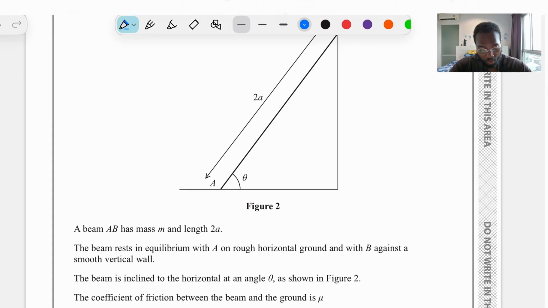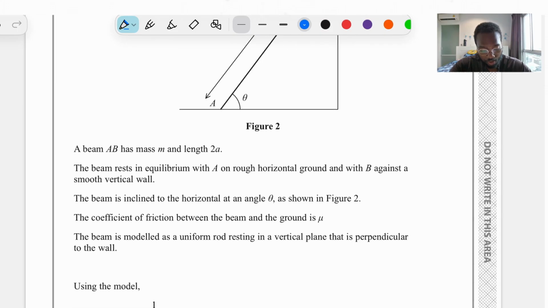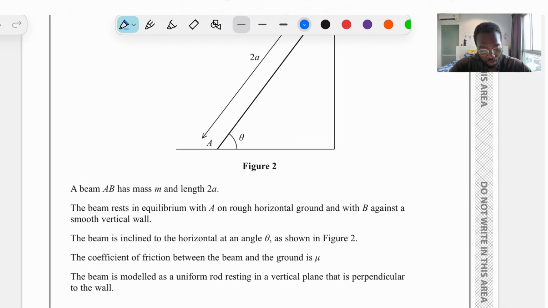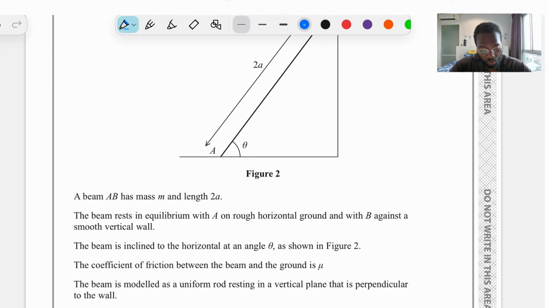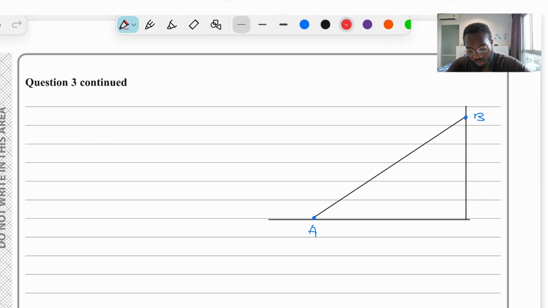It's modeled as a uniform rod, so we know that the mass is going to be at the center of the beam. And then using this model, we need to show that mu is greater than or equal to half cot theta. Okay, so how can we work all of this out? So let's start with putting our mass in first. So we know it's uniform. So on my diagram here, we know that it's going to be in the center. So let's say this is the center here. We know that this is going to be g newtons.